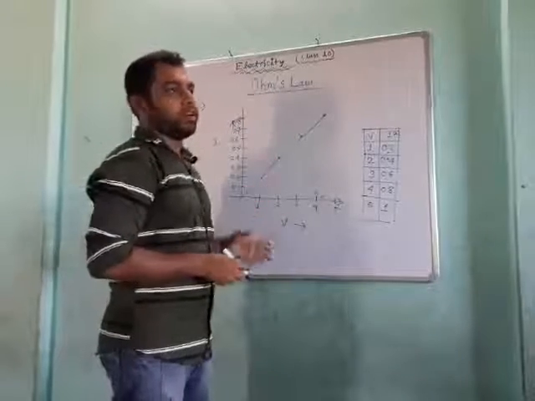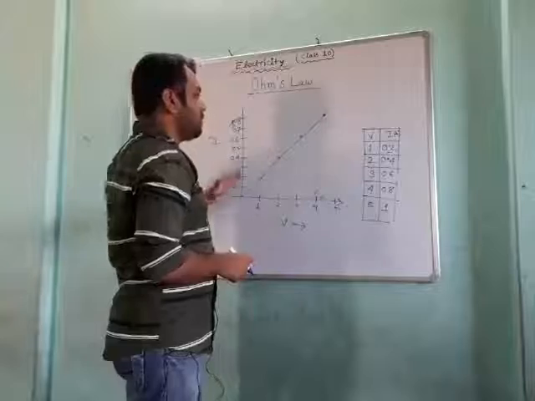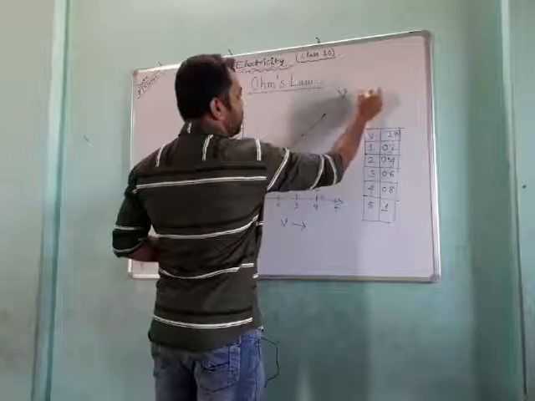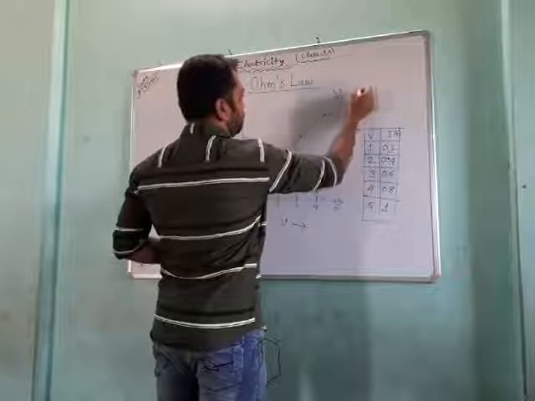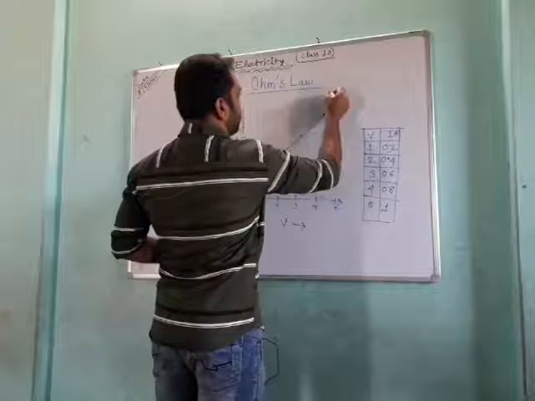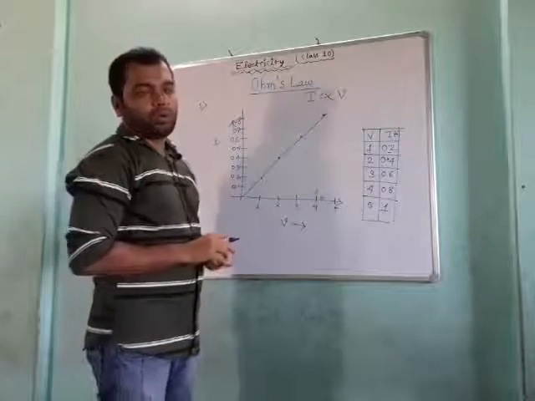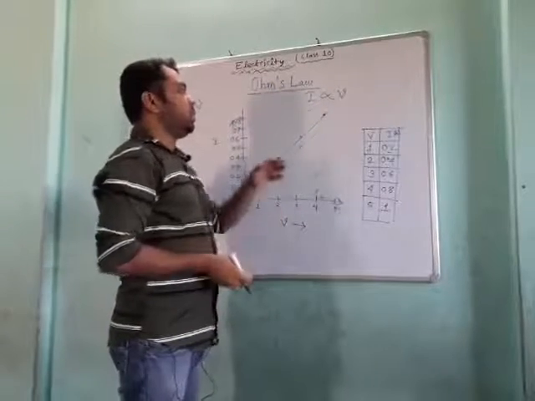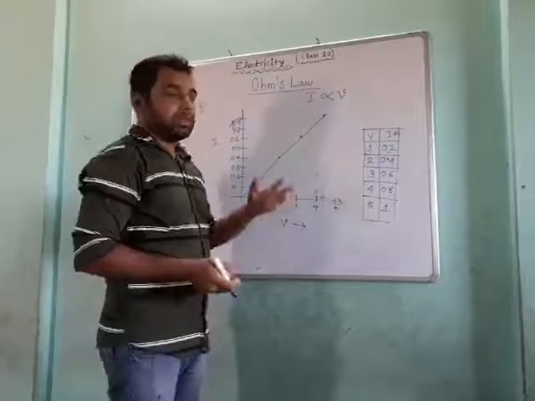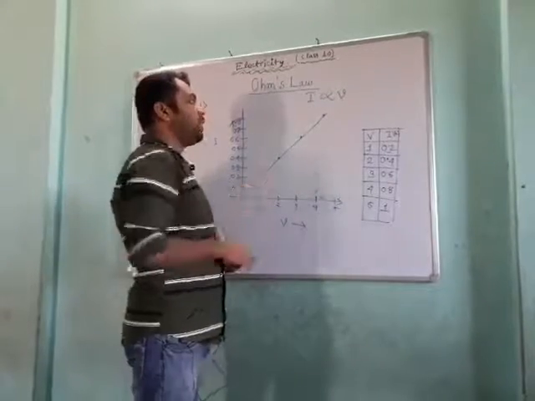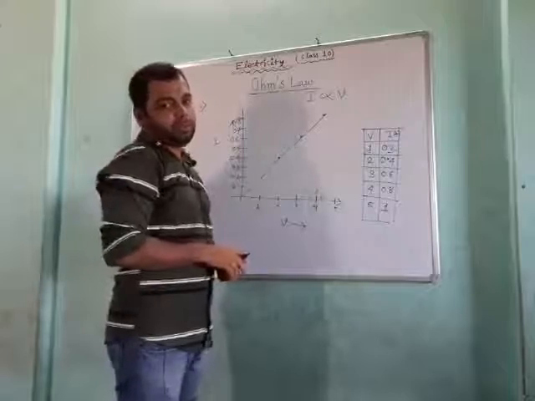The conductor which follows this graph and this law, what is the law? I is proportional to V. This is Ohm's law. So the conductors which follow this Ohm's law are called ohmic conductors.